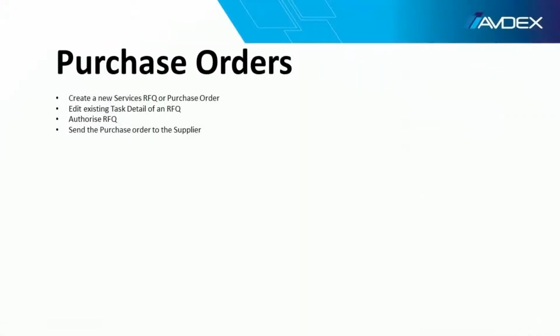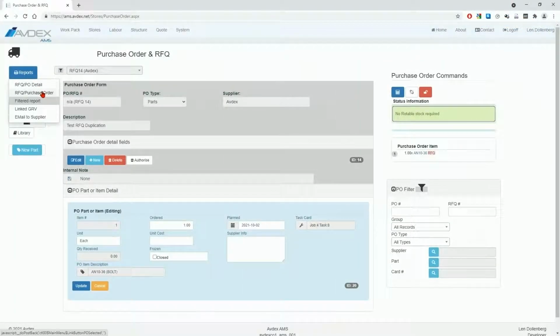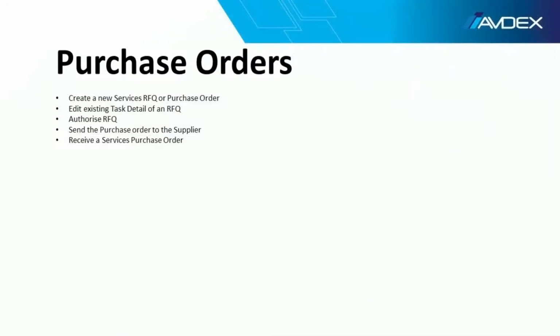Send the purchase order to the supplier. Send the purchase order to the supplier by printing the purchase order to PDF or by making use of the Email to Supplier option available from the reports. When the service has been carried out and the CRMA has been received, enter it into stock or issue to the selected task card. Receive a services purchase order.